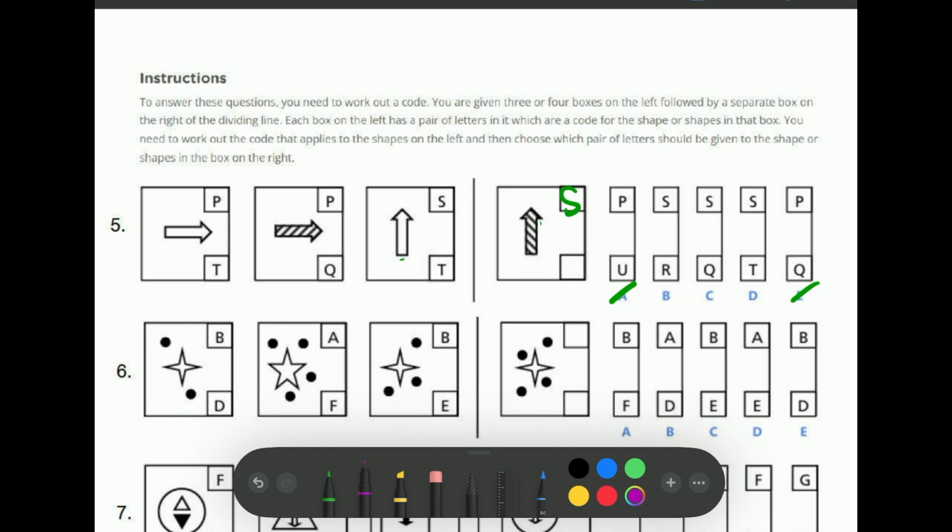Next thing, these 2 both have a T as the second letter, and they're both white arrows. The test shape has diagonal lines in it, so it's striped. So does this one. And the second letter here is a Q, so it's going to be a Q here as well. So that means the answer is C, SQ.